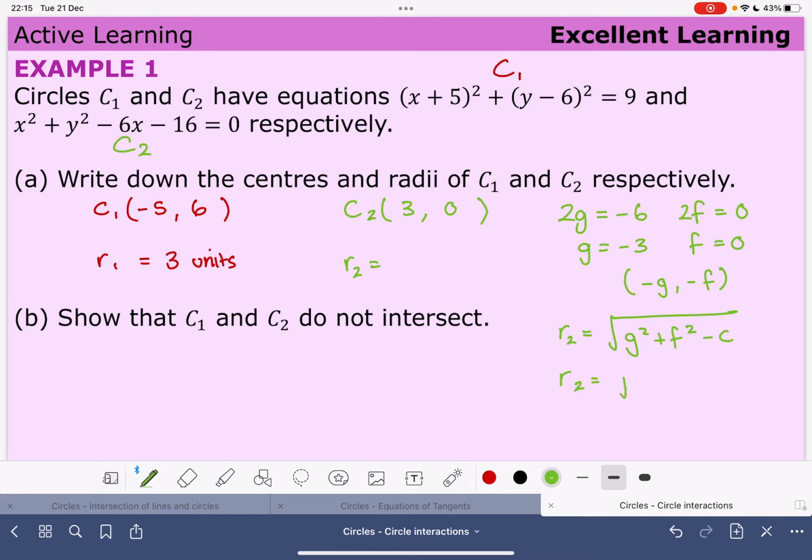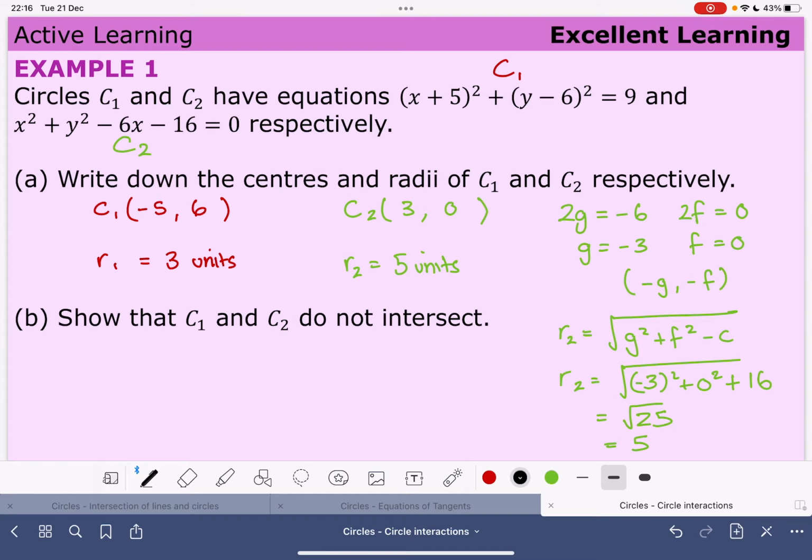Let's substitute in here then. We've got g, so that's (-3) squared plus 0 squared, and it's subtract c; have a wee look up here, my c value is -16. I'm going to go straight to adding 16 because we're subtracting -16. What we get out of this is 9 plus 16, so we end up with root 25, or a radius of 5 units for this one. And that's part A done. That was all we were asked to do: find the centres and radii of C1 and C2 respectively.